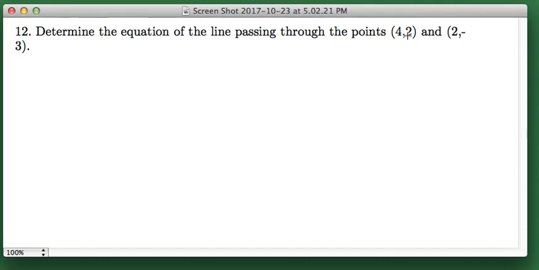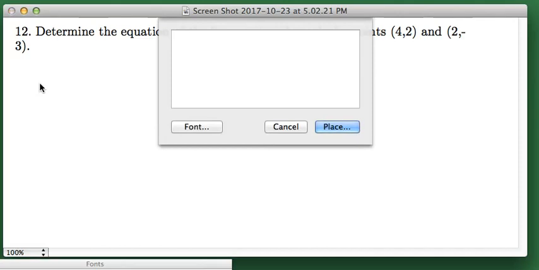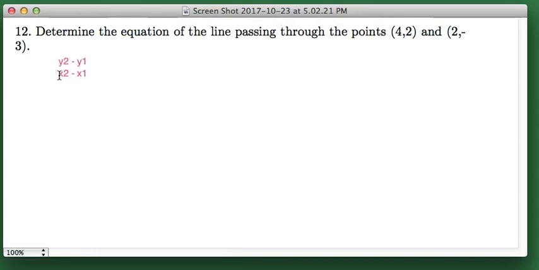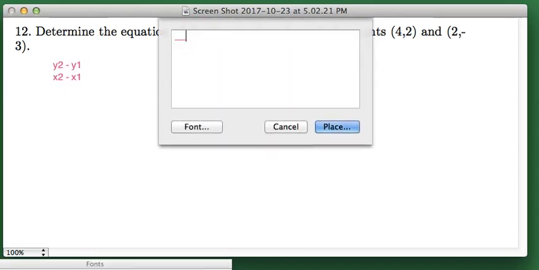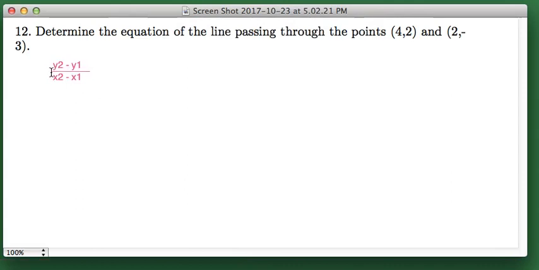You could say to yourself, if I have 2 points, you may remember from before, as long as you have 2 points, you can get a rate of change between those 2 points. You're going to need your regular rate of change formula, y2 minus y1 over x2 minus x1. Right? That's your rate of change formula. I'm going to put a little line through it so we see that it's a fraction.